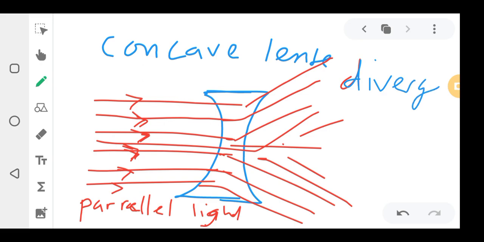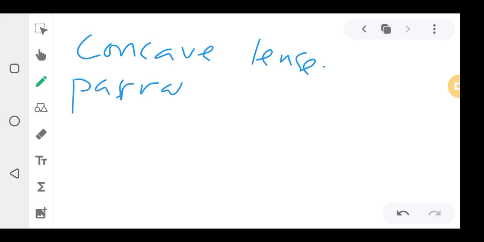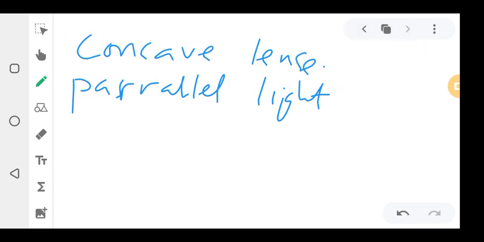See? Diverging light rays. The light rays are diverged. They bend outward. So what am I saying? I'm saying in a concave lens, parallel light, once it enters, it diverges.